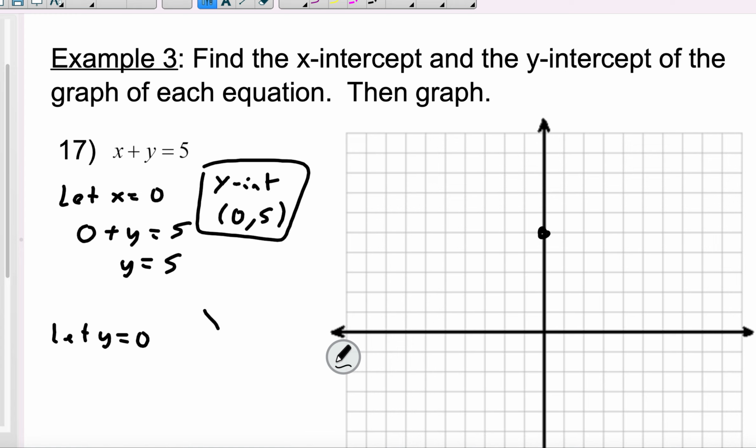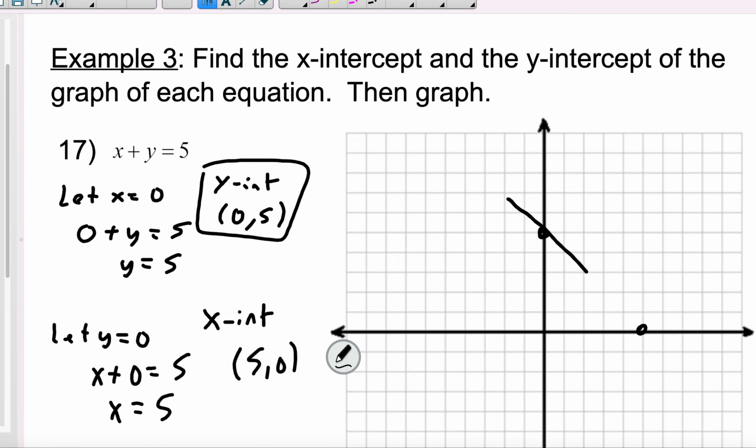I'm going to find my x-intercept, so I get x plus 0 equals 5. X plus 0 there is just x, so I get 5 for my x-intercept. So that's 5, 0. And then I can simply connect my points. So just giving you some tools on how to graph out some linear equations here.